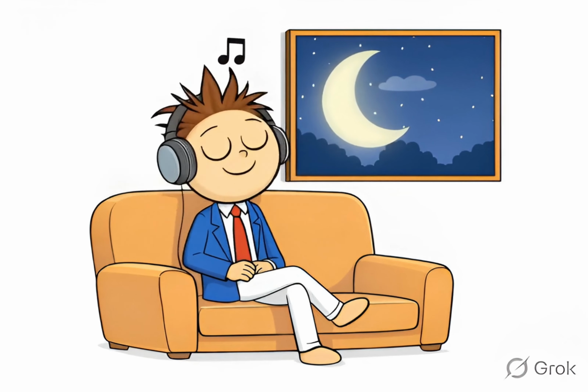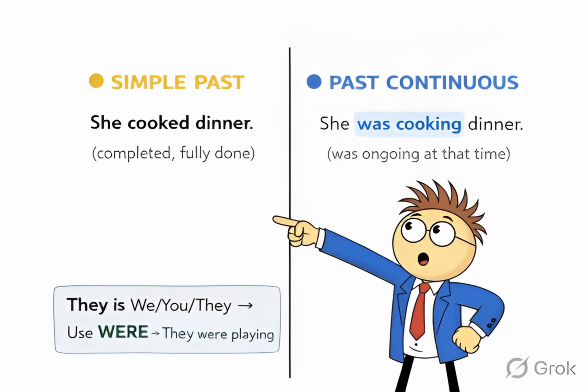Quick comparison. She cooked dinner. Simple past, fully completed. She was cooking dinner. Past continuous, was ongoing at that time.